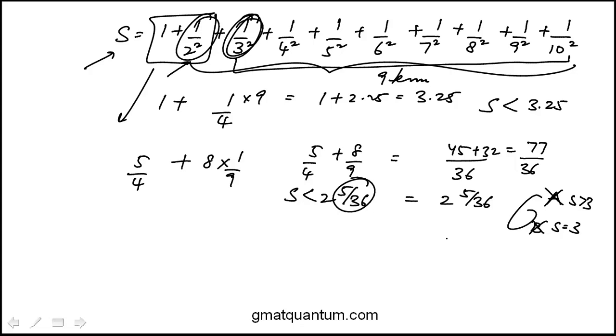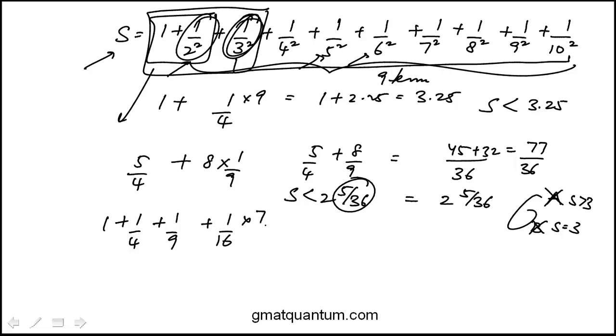So the question is, can I tighten this limit again? And so what I'm going to do is take the first 3 terms, which is 1 plus a fourth plus a ninth, and then replace each of the remaining terms with 1/4 squared, which is really 1/16, and I have 7 of those. So short of adding all of the terms, which is not what we want to do, I'm trying to reduce my work here.